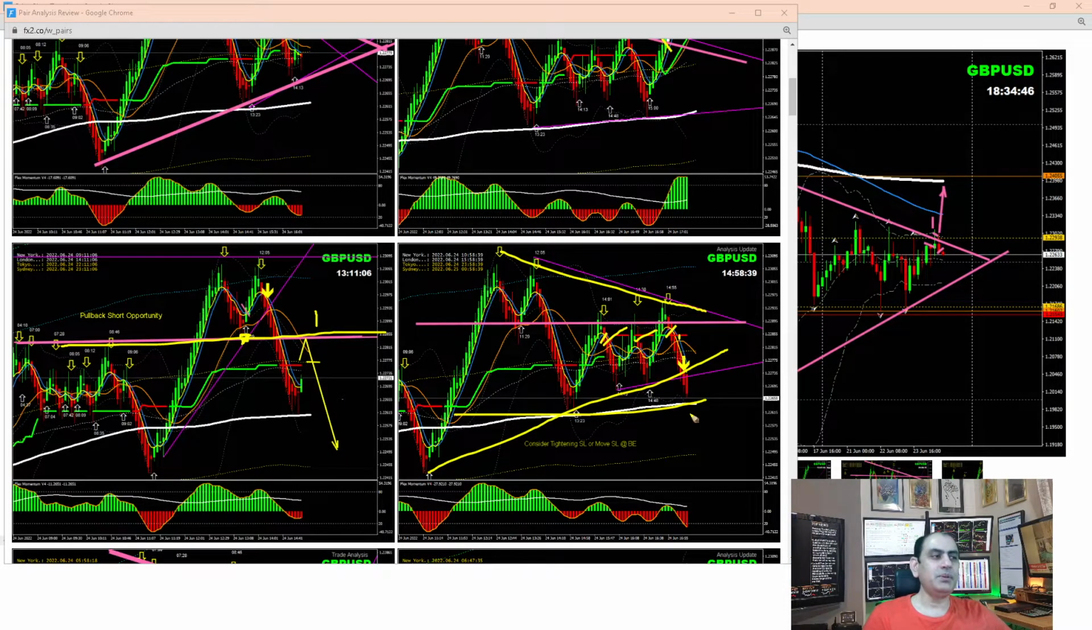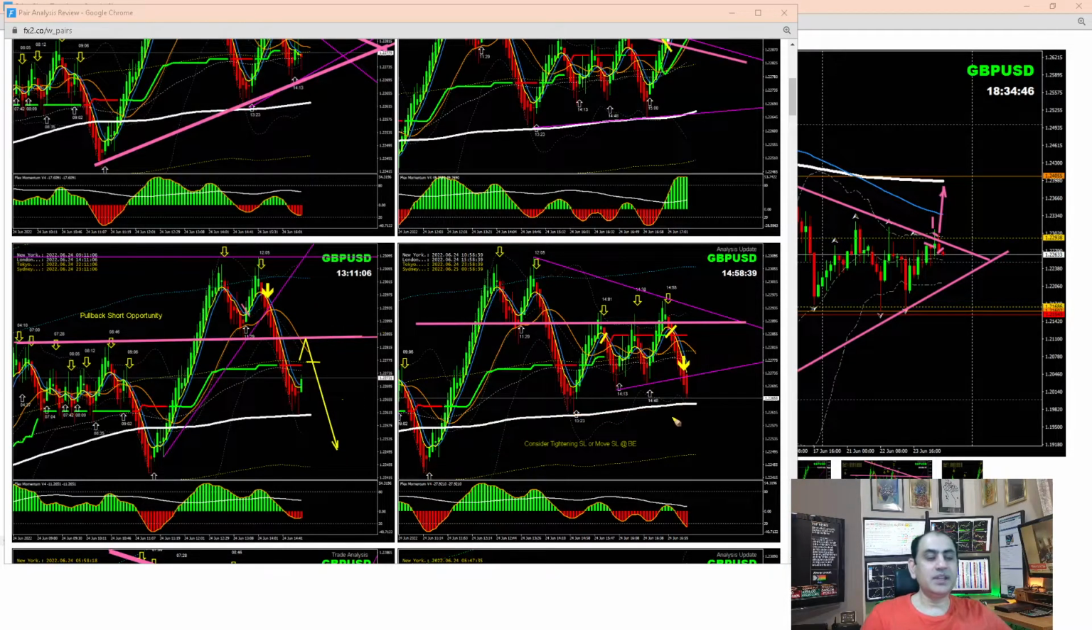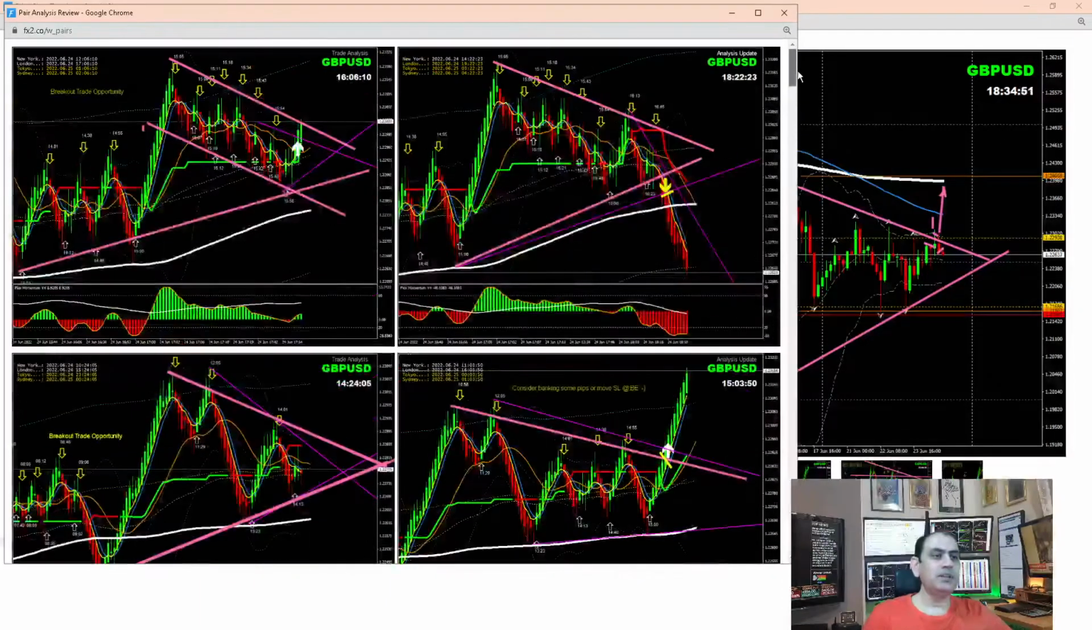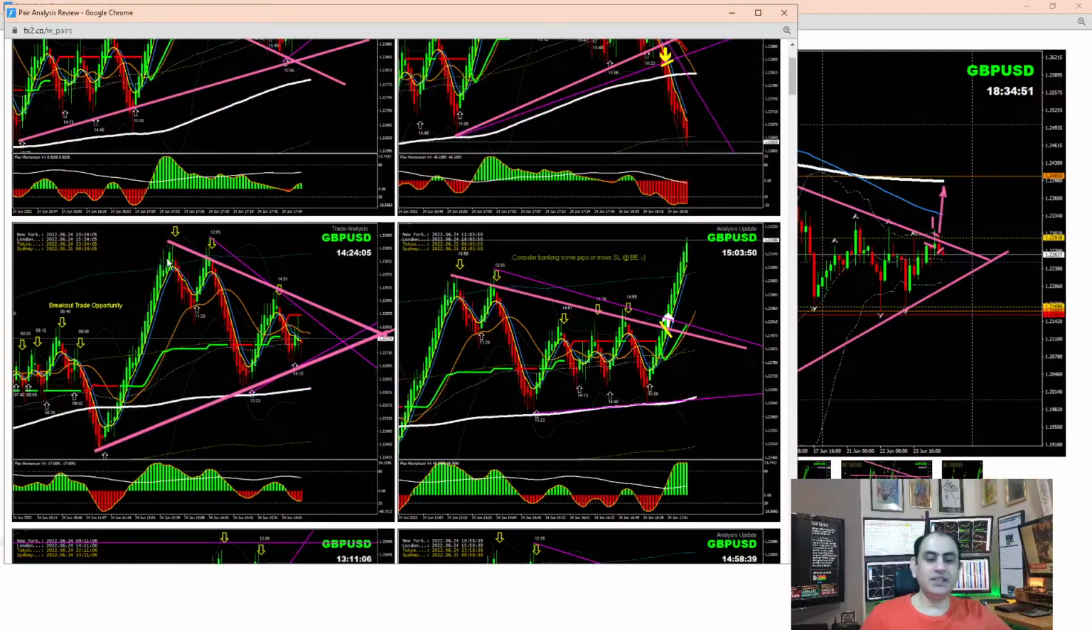So we have a few pips, and some of the traders came out at break even. But then I did this analysis, as you can see here. Guys, we have another symmetrical triangle pattern. Price refused to break this level.